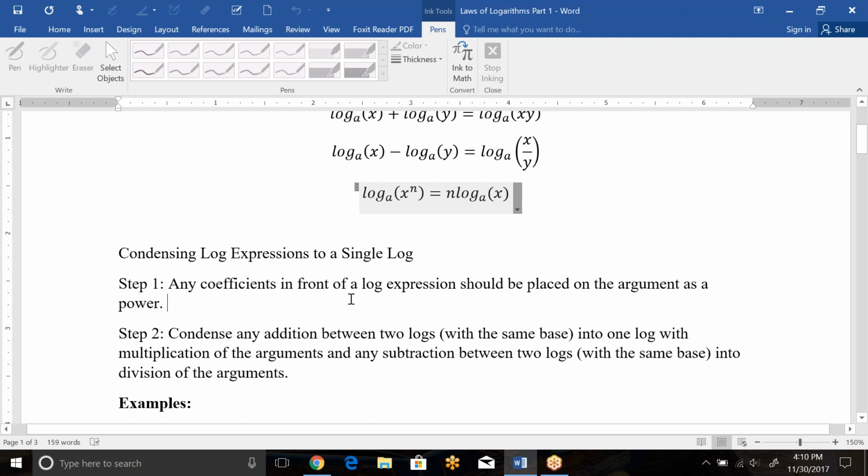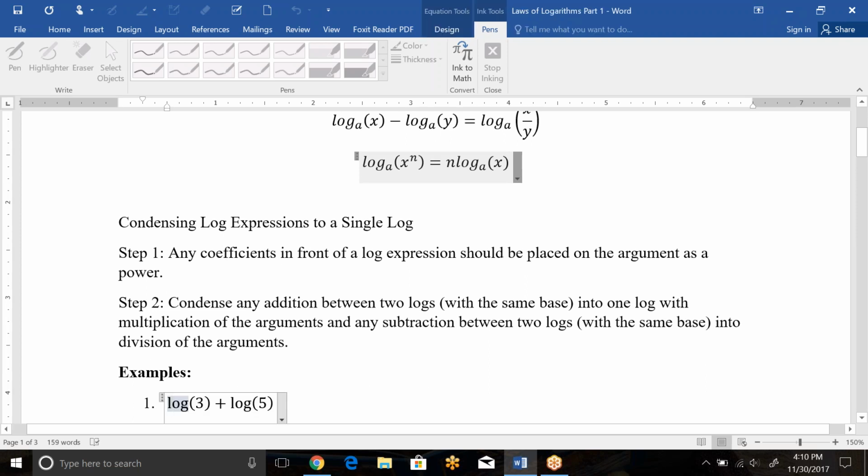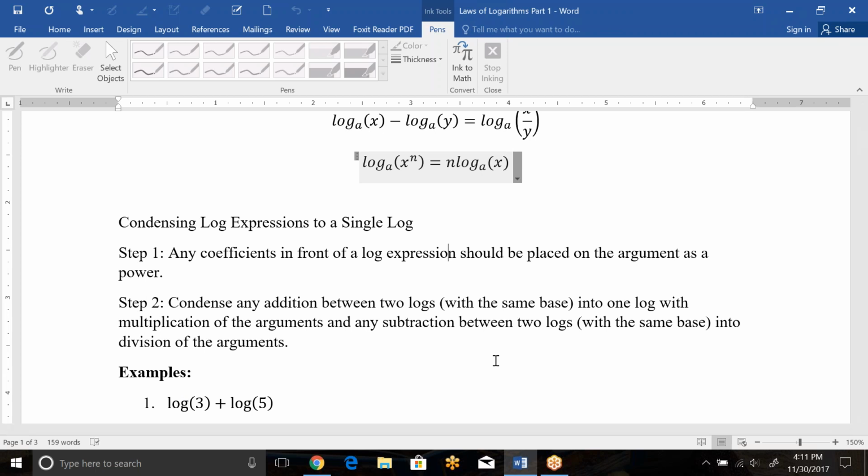So if we're condensing log expressions to a single log, step one, any coefficient in front of a log expression should be placed on the argument as a power. In other words, you look in front of each of your logs and you say, okay, are there any multiples or coefficients in front of them? If there are, we need to put those back into the inside as a power, just like this rule right here, the third one.